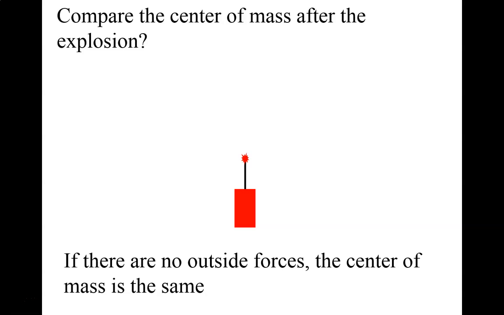So here we've got a firecracker, and I'm going to explode it. Initially, my center of mass is stationary, okay, and afterwards, where's that center of mass going to be? Well, it's still going to be right in the middle here. It's going to be in the middle of those two masses, so it's going to stay put. It's going to stay right where it is. Okay, so that explosion, which was an internal force, does not affect the motion of my center of mass.